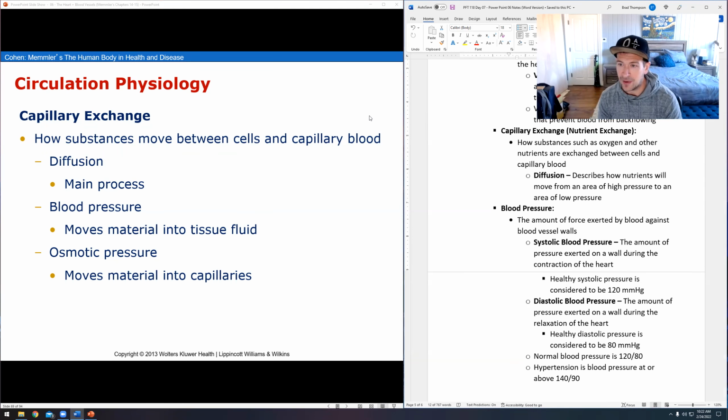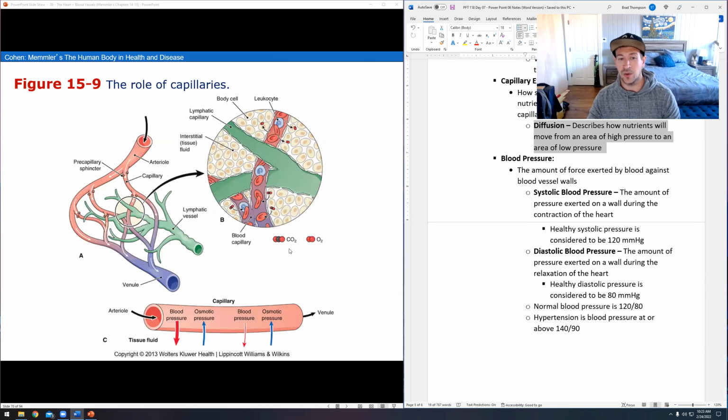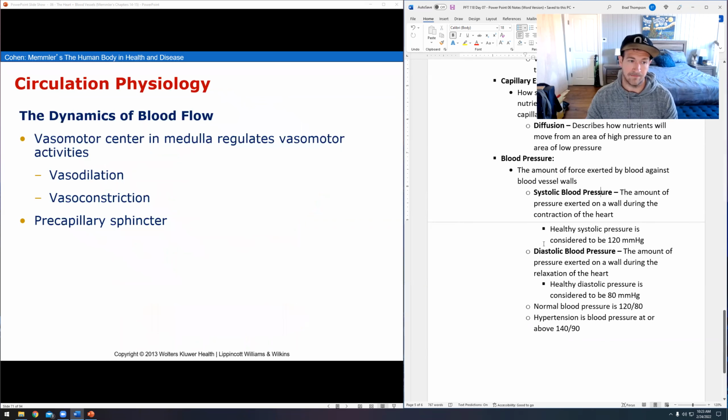Capillary exchange is describing how nutrients, oxygen, glucose, vitamin A, whatever, move between the red blood cell and whatever tissue it's working with. And it does this through diffusion, right? Where something moves from an area of high pressure to an area of low pressure. And it helps that there's a lot of fluid in the area, which makes it easier to diffuse something, a little bit of osmosis there. So if you're at a capillary, blood pressure is going to drive some of that out, and then water pressure is going to drive it back in, right? So oxygen goes out, CO2 comes in.